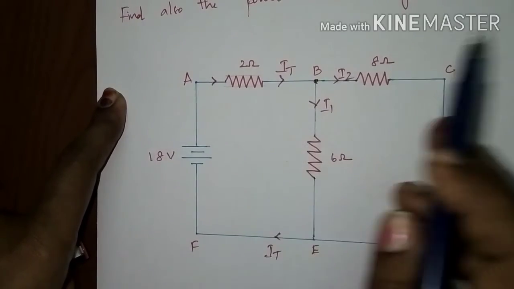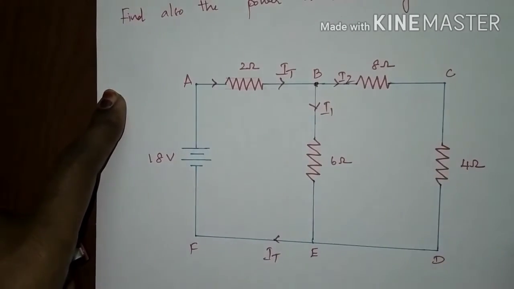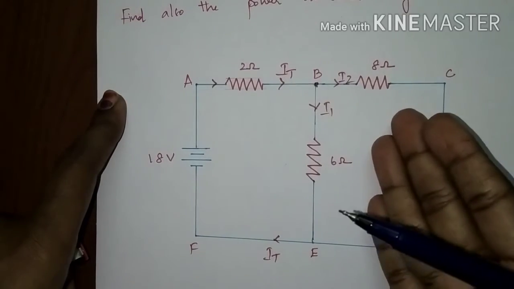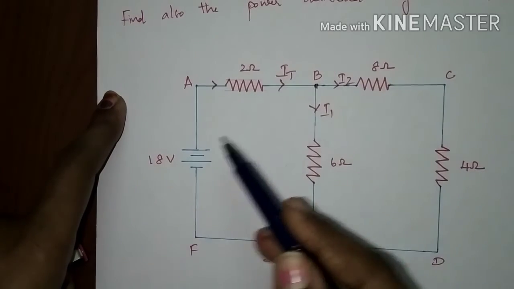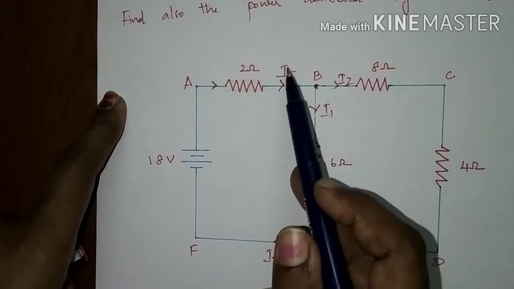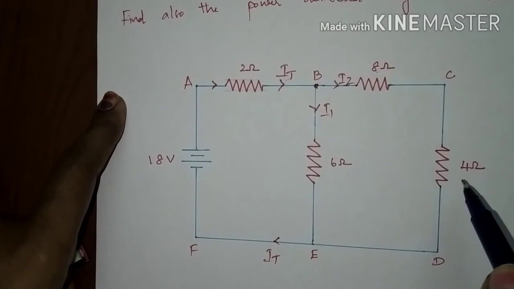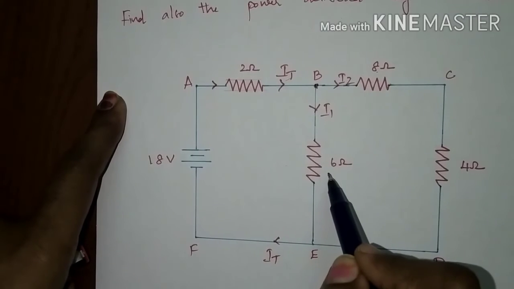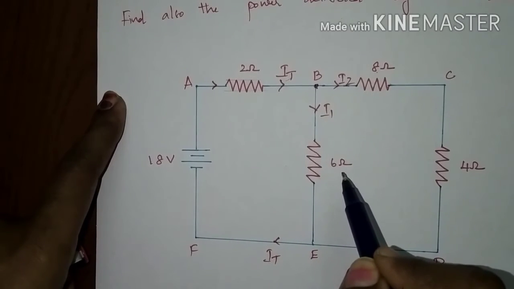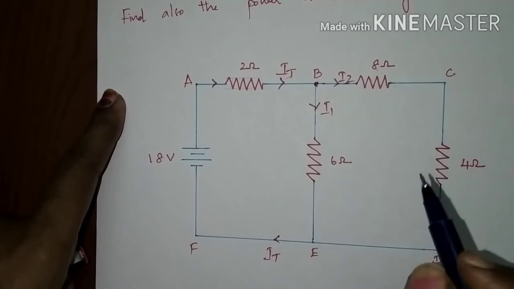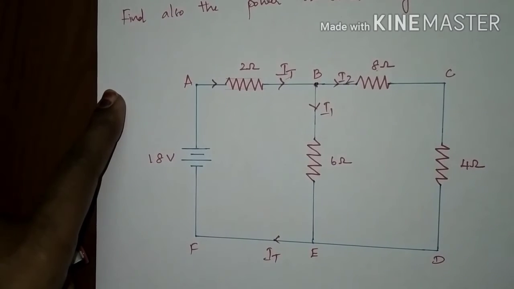To find the I total, we have to reduce the circuit, that is, find the R equivalent, and then just by using Ohm's law we can find the value of the current. So this 8 and 4 are in series, giving 12 ohms, and this 12 and 6 are in parallel, giving 6 into 12 divided by 6 plus 12, which is 4, and 4 plus 2 gives R equivalent of 6 ohms.